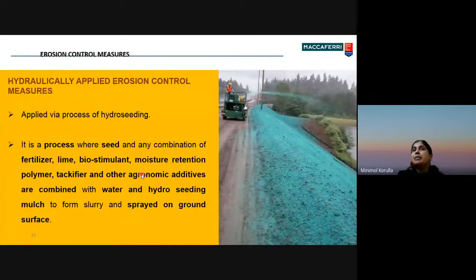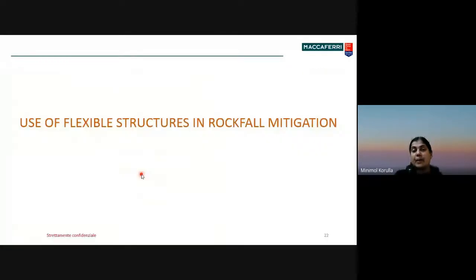Now, HECP is again an erosion control method, and here it is sprayed through water. We call it in general hydroseeding. Hydroseeding is an effective method in some places where just seeding or planting may not be enough. In such cases, we may have to go for hydroseeding, especially when the slope is quite steep.